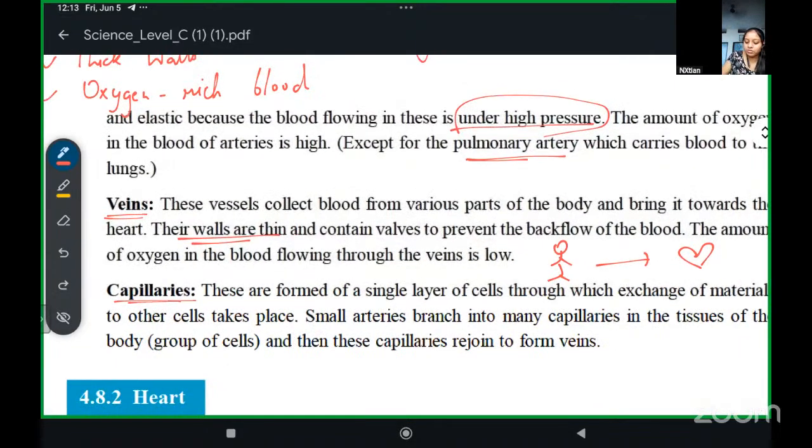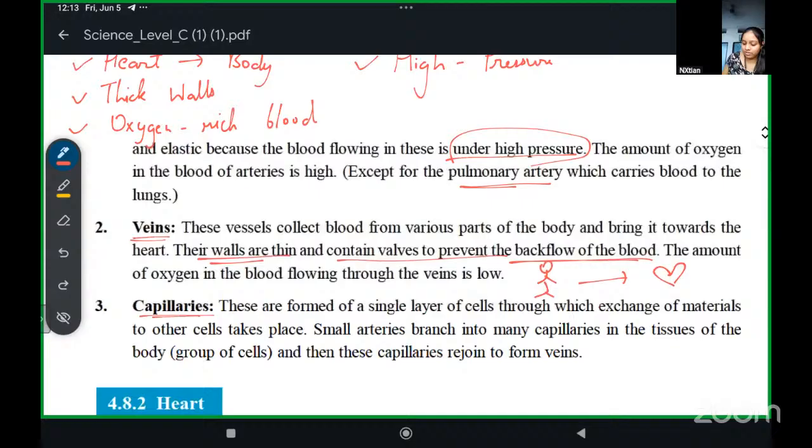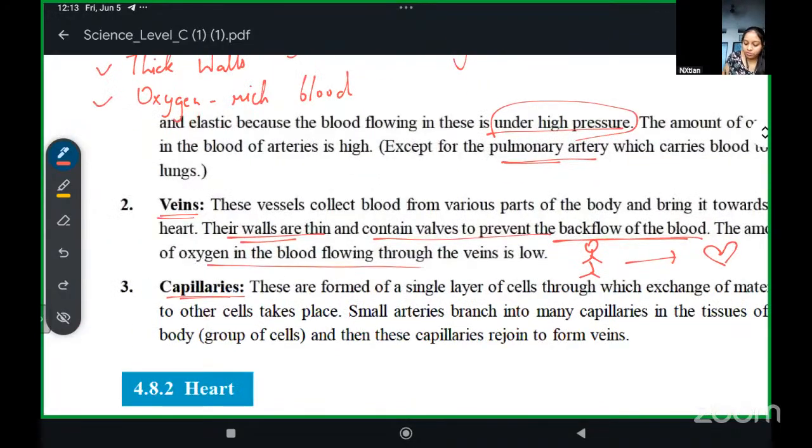Okay. Now the veins also have valves to prevent the backflow of the blood. To prevent the backflow of the blood, they have valves that shut after the blood is transported. The amount of oxygen is low.